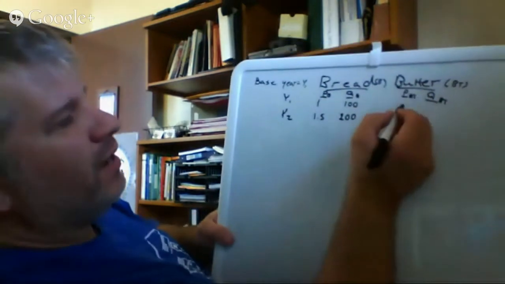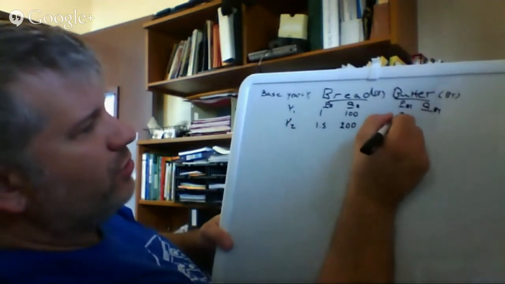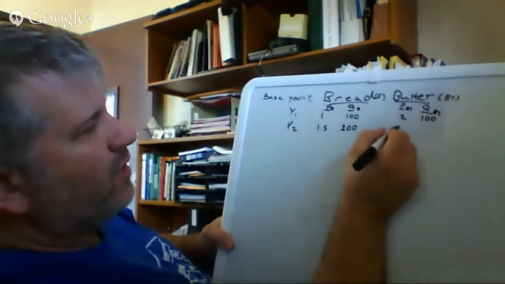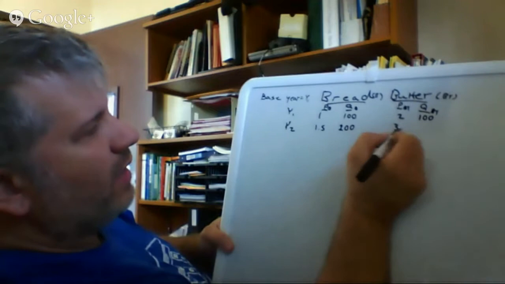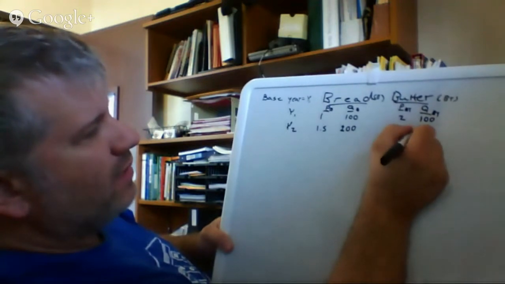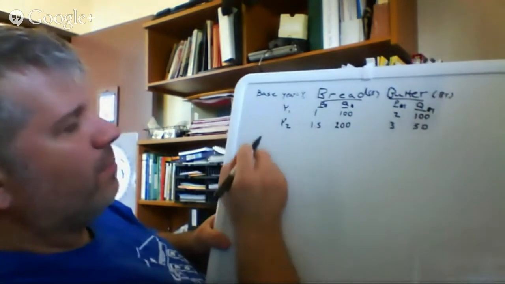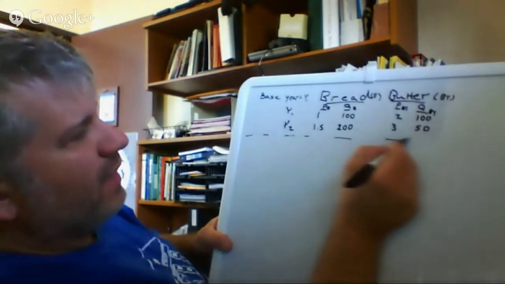The price of butter in year 1 is 2 and the quantity sold is 100. And the price of butter in year 2 is 3. And the quantity sold is, let's make this fun, 50. You're going to consume less. So this is our data sets.